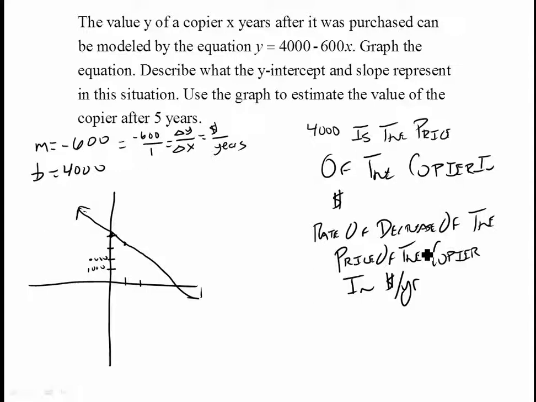Finally, use the graph to estimate the value of the copier after 5 years. This one I might actually be able to do. So I'm at 2,800 after 2 years. So 3 years later, I'm going to go down another 1,800 units. So 2,800 minus 1,800 will be 1,000. Based on my graph and some simple calculations, I expect the copier to be worth about $1,000.